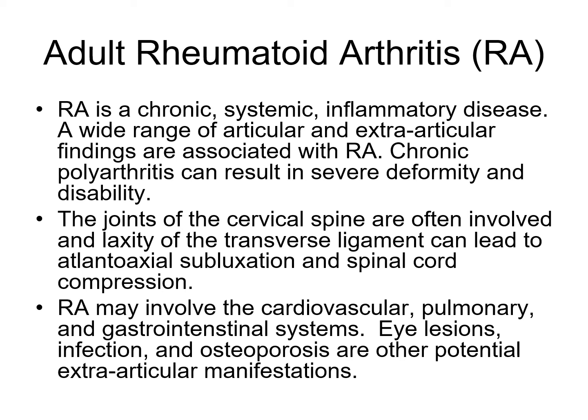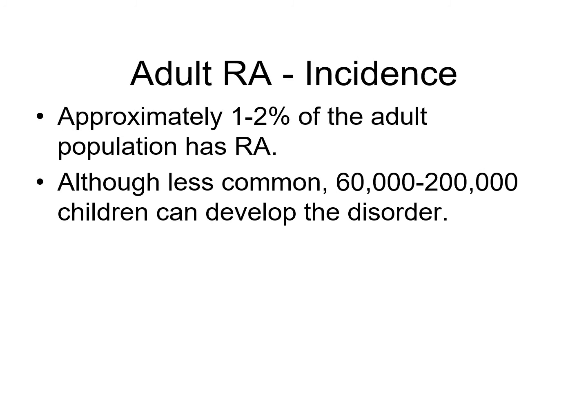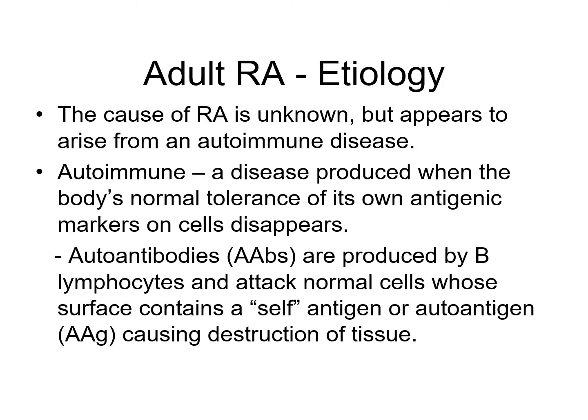So a contraindication to manual physical therapy of the upper cervical spine is rheumatoid arthritis because of the transverse ligament laxity. Rheumatoid arthritis may involve the cardiovascular, pulmonary, and gastrointestinal systems. We may also see lesions of the eye, as well as infection and osteoporosis as other potential outside-the-joint manifestations. Rheumatoid arthritis may affect 1 to 2% of the adult population, and 60,000 to 200,000 children may develop the disorder.